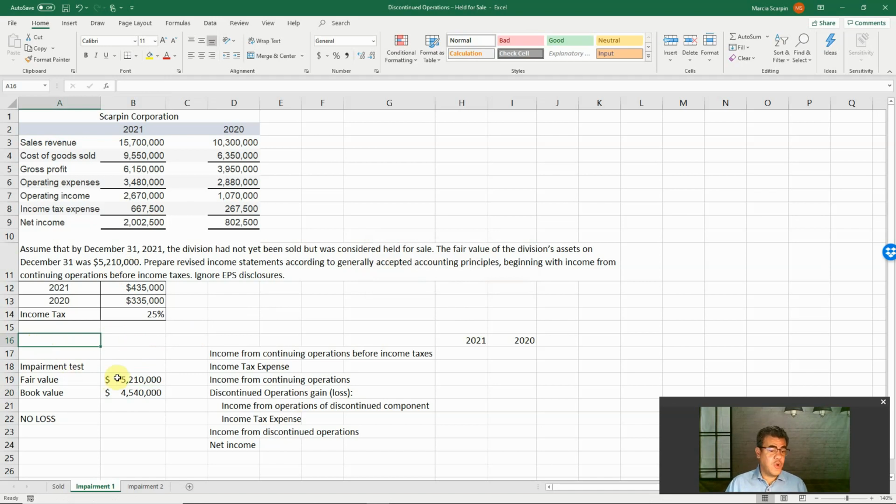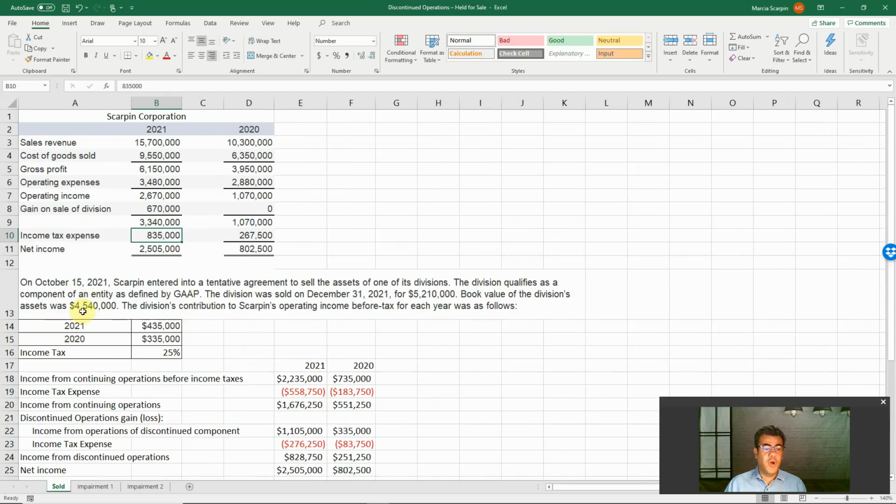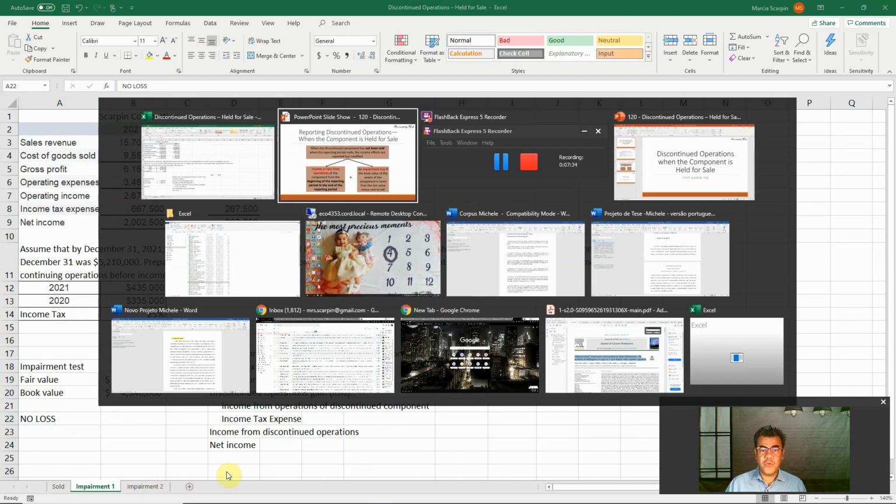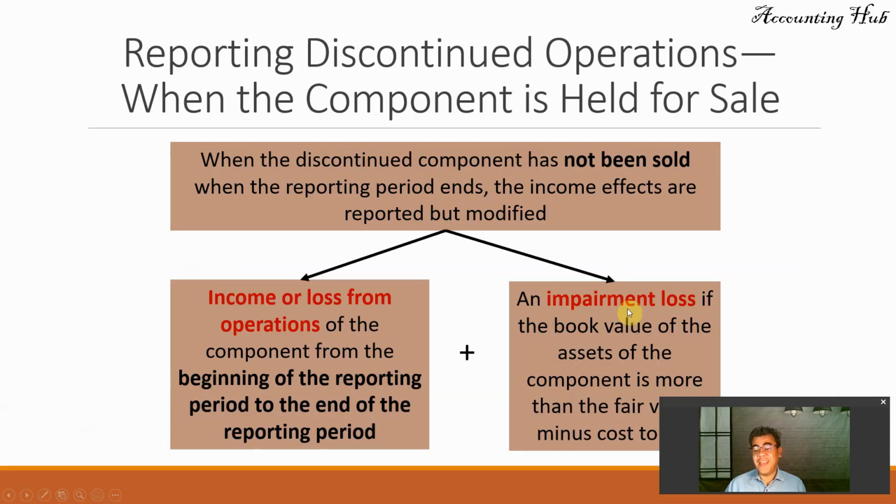How do we do that? We compare fair value and book value. Fair value, 5,210,000. The book value, we have it here. The book value 4,540,000. So here we have no loss. We would have a gain here. So if we have no loss, we do nothing. Let's go back to our PowerPoint here. An impairment loss. We only consider it when we have losses.